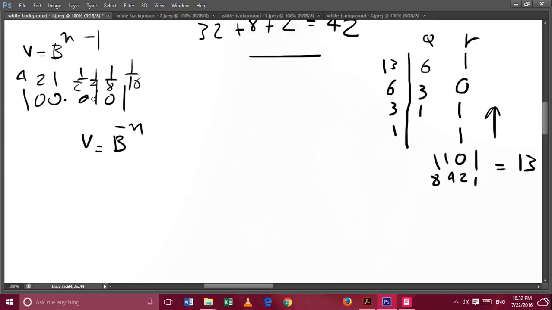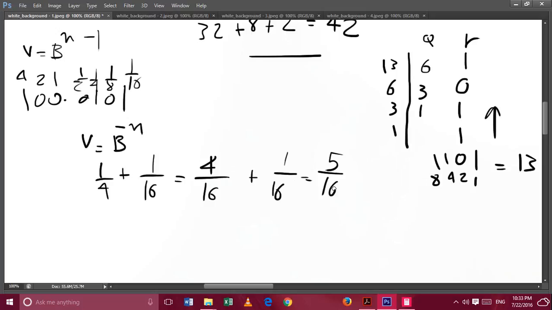So all we need to do for the fractions is add up all the ones as well. So this one here is 1/4 and this is 1/16. Let's calculate the fraction first. 1/4 plus 1 over 16 equals 4 over 16 plus 1 over 16 equals 5 over 16. And this one here, of course, is 4, the integer part of this number.